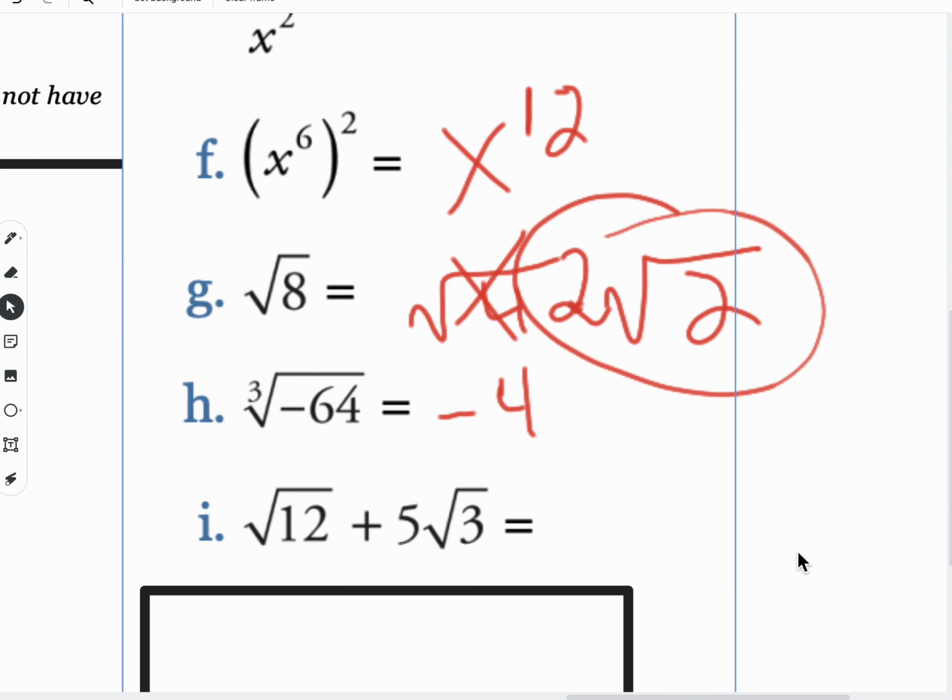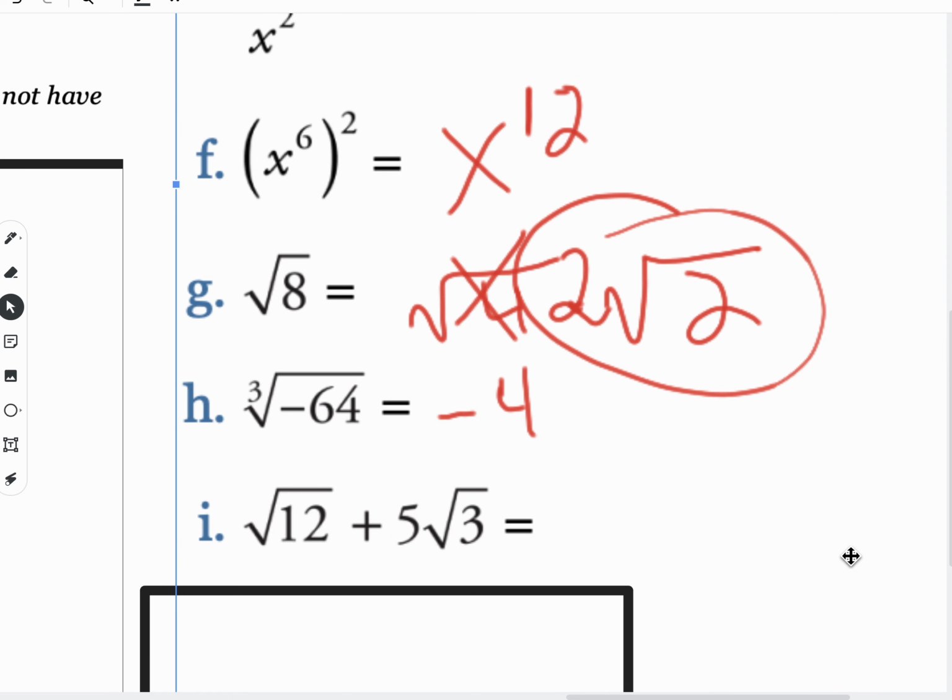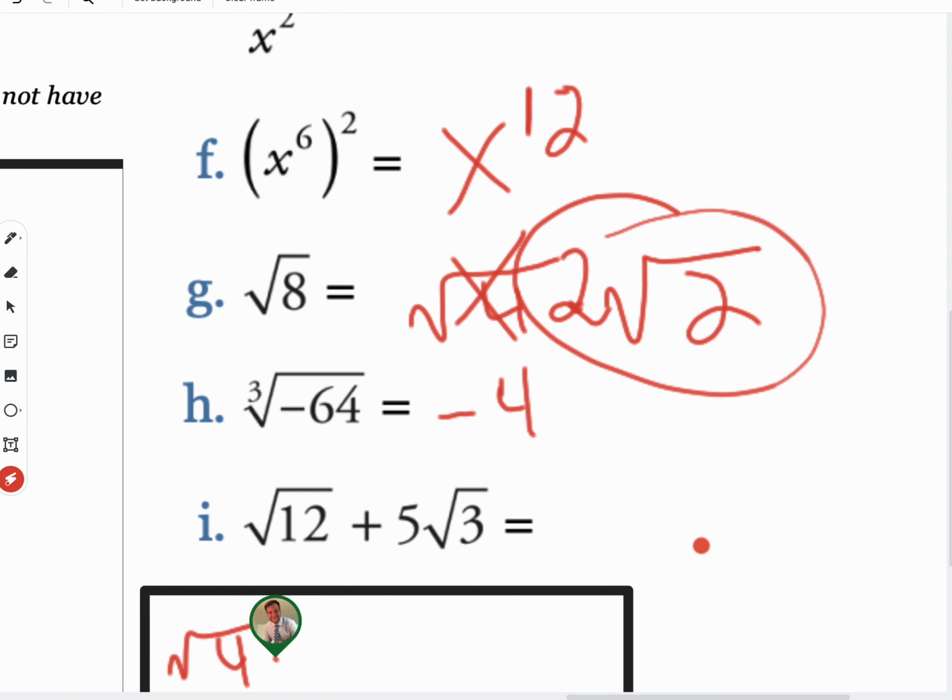The square root of 12 plus 5 square roots of 3. Here again we want to factor out our square root of 12. Let's simplify that to the square root of 4 times the square root of 3. This can simplify to 2, so we end up with 2 square roots of 3 plus 5 square roots of 3. 5 plus 2 is 7. Our answer is 7 square roots of 3.